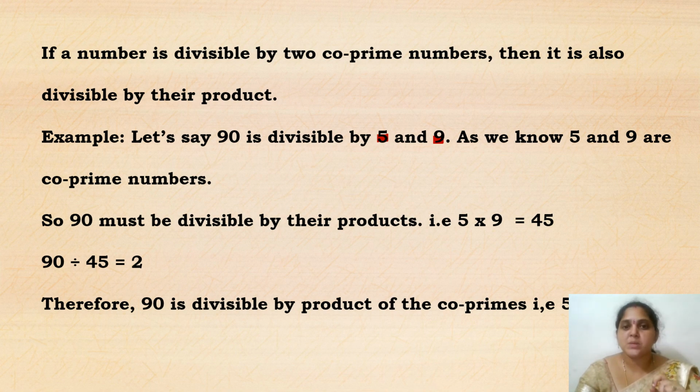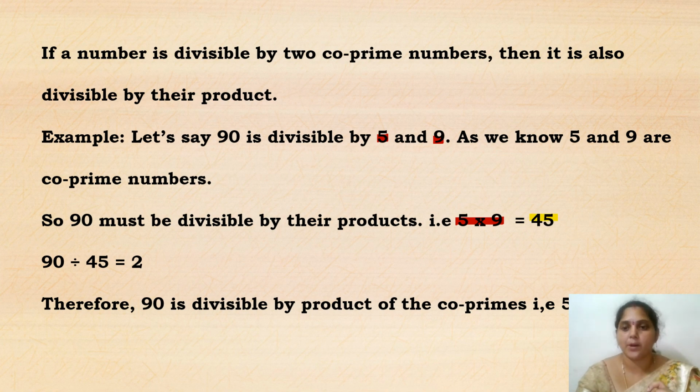Now we have to see how we are going to work on this. As we know, 5 and 9 are co-prime numbers, so 90 must be divisible by their product. Product means you have to multiply these two numbers. Multiplying the two digits is known as the product.